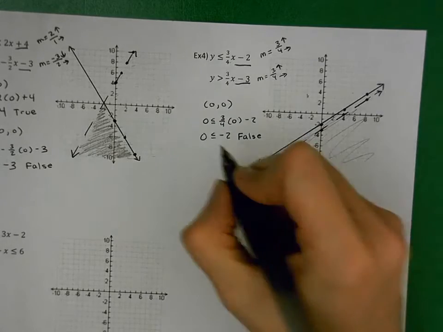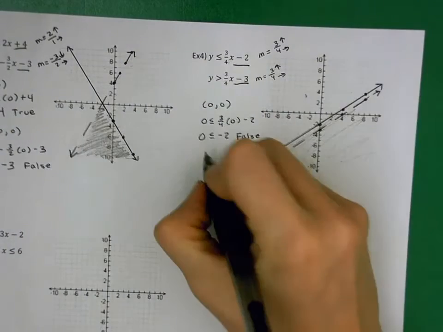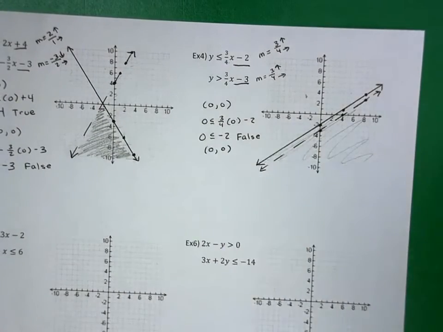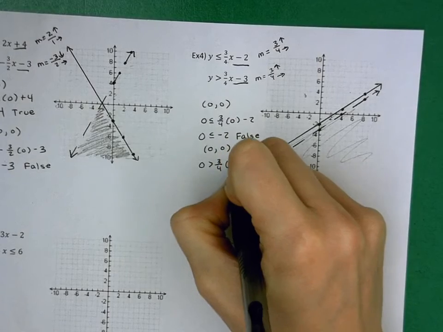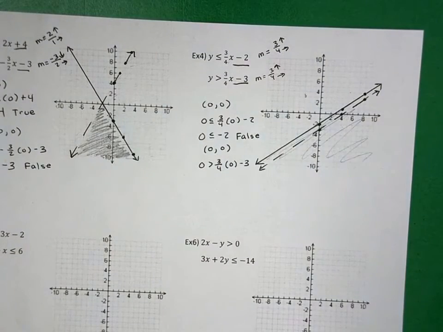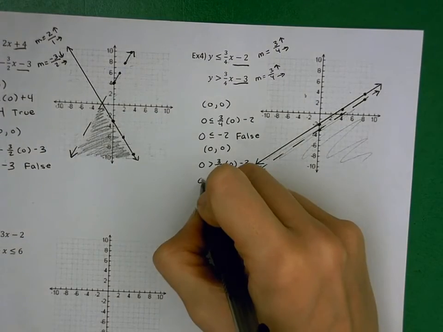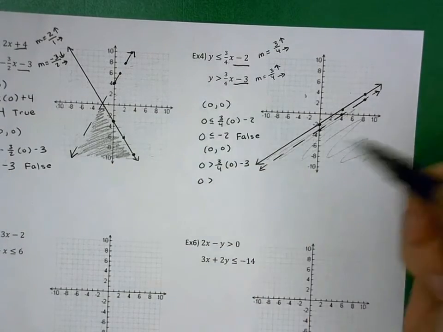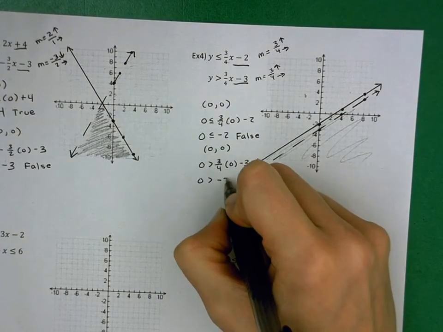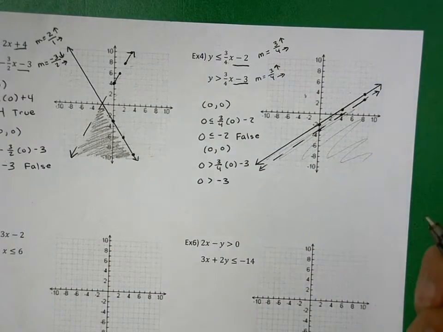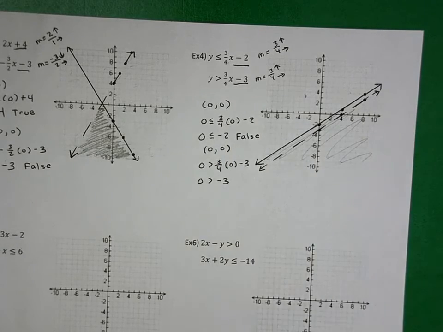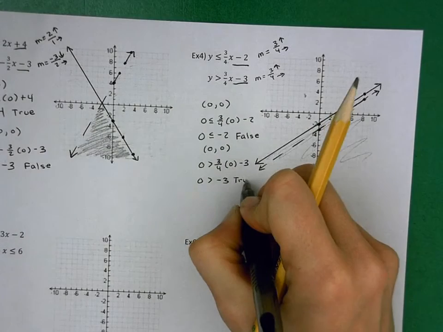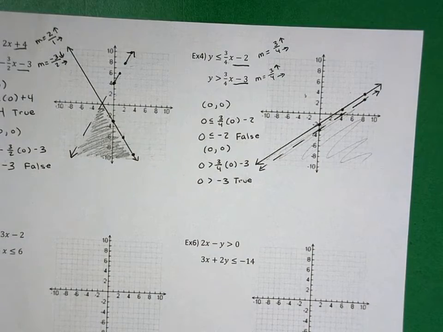0, 0 is not on the dotted line either, so I'll go ahead and test that for the dotted line. So we get 0 is greater than 3/4 times 0 minus 3. 0 is greater than 3/4 times 0 is 0, minus 3 is negative 3. Is 0 greater than negative 3? It is. And so we're going to shade towards the 0, 0 on this one, because this makes a true statement. And so on the dashed line, we're going to shade this way.